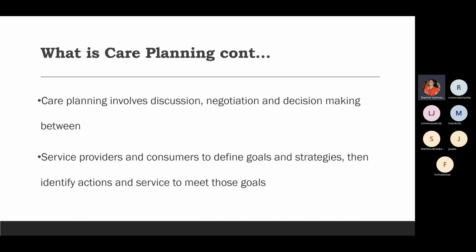Care planning involves discussion, negotiation, and decision making between who, right? So yes, care planning always involves discussion not only between a patient and the client, but all the people. Normally, in the health and social care sector, we follow a multidisciplinary team approach for improving patient-centered care, right? Patient-centered care means the patient is the important one.